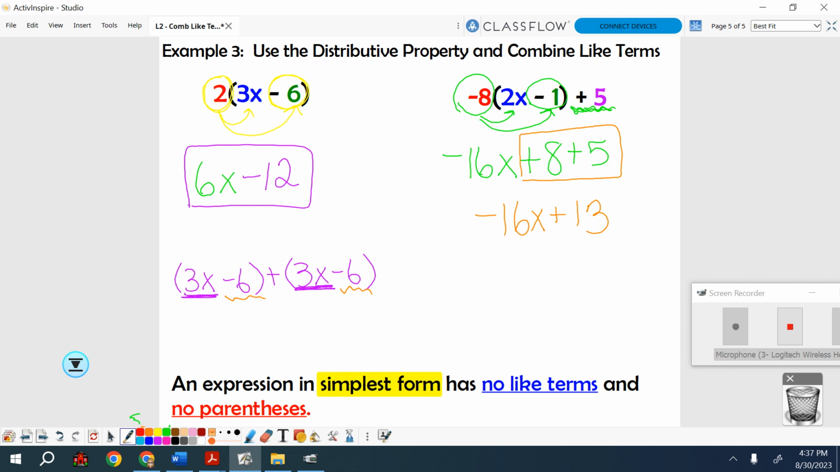And it's important for you to know that when we simplify problems, an expression is considered to be in simplest form if there are no like terms and no parentheses. If you see parentheses, you have to use your distributive property. If you see like terms, you have to combine them. Otherwise, you don't have your simplest form.